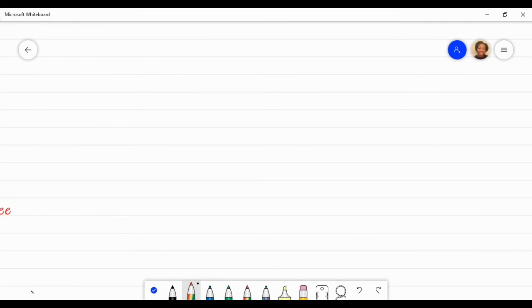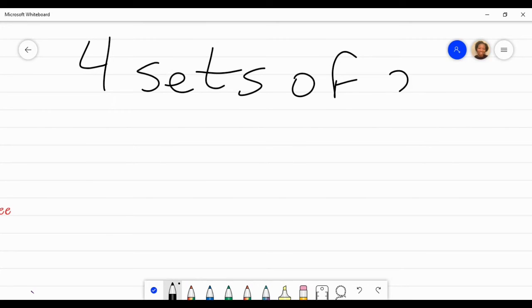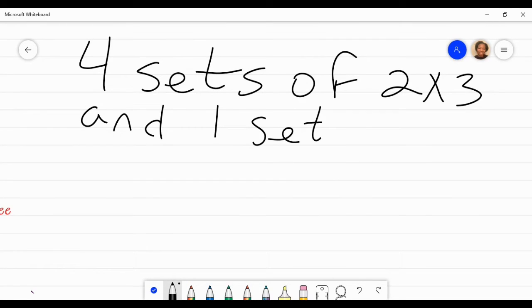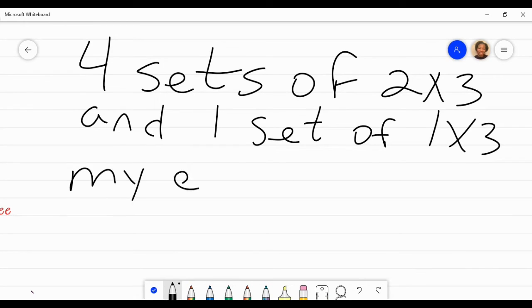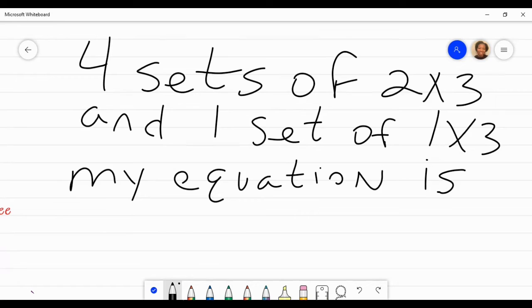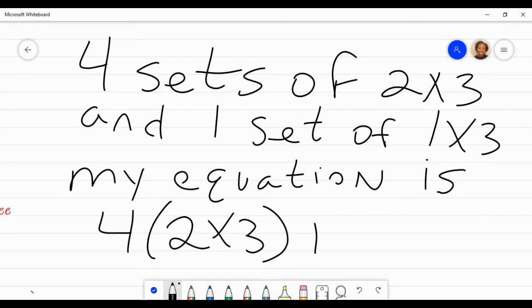I remember that I had four sets of 2 times 3 and one set of 1 times 3. So my equation is, and I make them write all of this stuff out because I want them to be as precise and thorough as possible. And it's my way of keeping tabs of whether they understand or not. So when I look at their reasoning, how they're writing out their explanation and reasoning, I have a clear understanding of whether or not they understand.